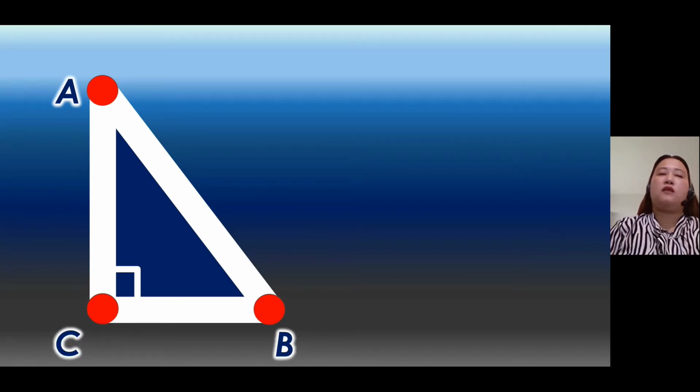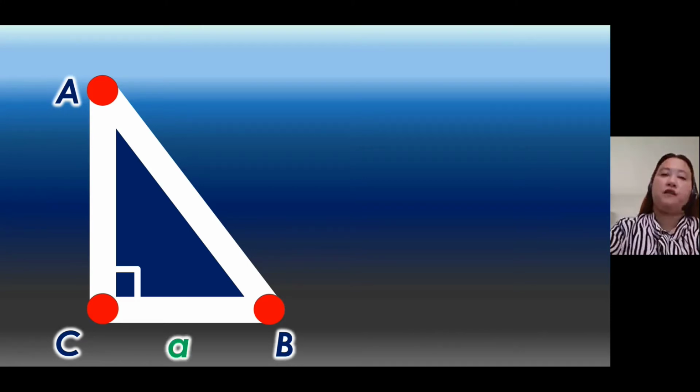So just a reminder, when it comes to the naming of the vertices, there's no particular order. Also, there are no specific letters to be used because there are triangles in which the letters used are RST, MNO, and many others. Okay? But when it comes to the naming of the sides of the right triangle, the label or the name will depend on the vertices. Okay?